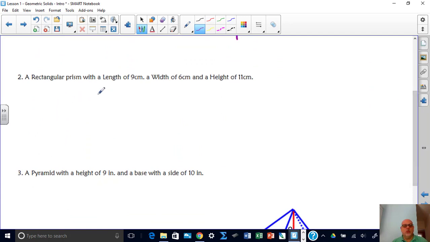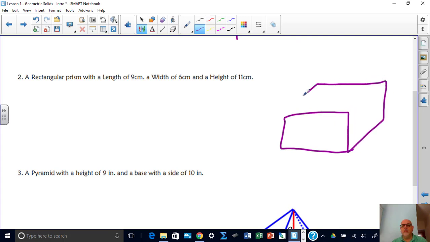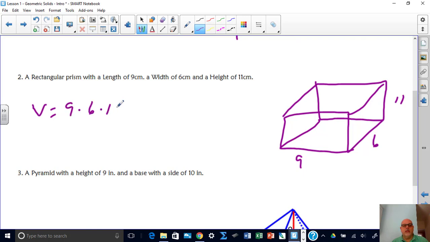Rectangular prism. I didn't draw you one. So it always helps to draw out what you're looking for. Don't bother trying to draw it to scale, because you'll notice I'm not drawing it to scale because I can't. I also can't draw very well, but that's okay. Length is 9, width of 6, height of 11. Volume is equal to the area of the bottom, 9 times 6 times 11, high. So it's 594 cubic centimeters or centimeters cubed. Okay.